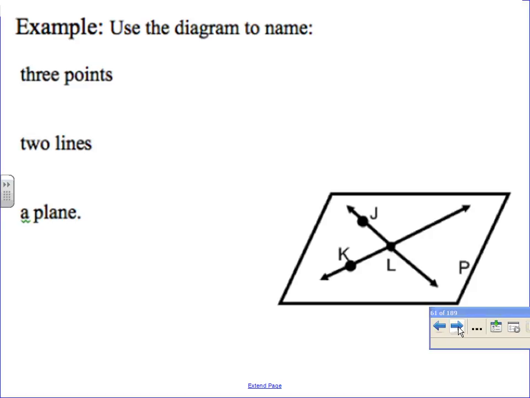Okay, next example. We need to name 3 points here. So, Briar, give us 1 point. Good. J is a point. Zach, give us another point on this picture. No, P is not a point. We already have J. Which one? K, there we go. Okay, Sean, another point. Good, L. There are 3 points on this diagram. Look, J, K, and L. P is not a point.